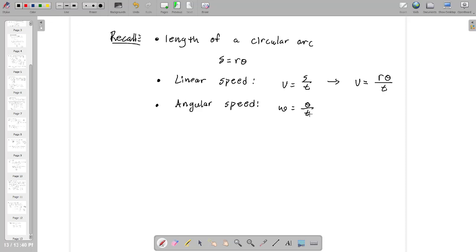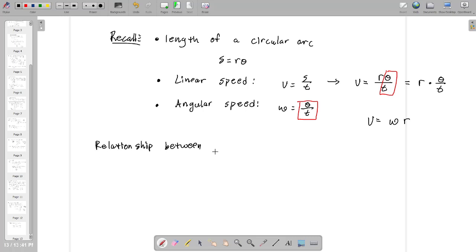Also notice that omega is exactly theta over t. So if we move this r off the numerator and move it in front of the fraction, we would then have r times theta divided by t. Now theta over t again is exactly omega, so v is equal to omega r. Okay, let's formalize this really quickly, and then we'll do an example.